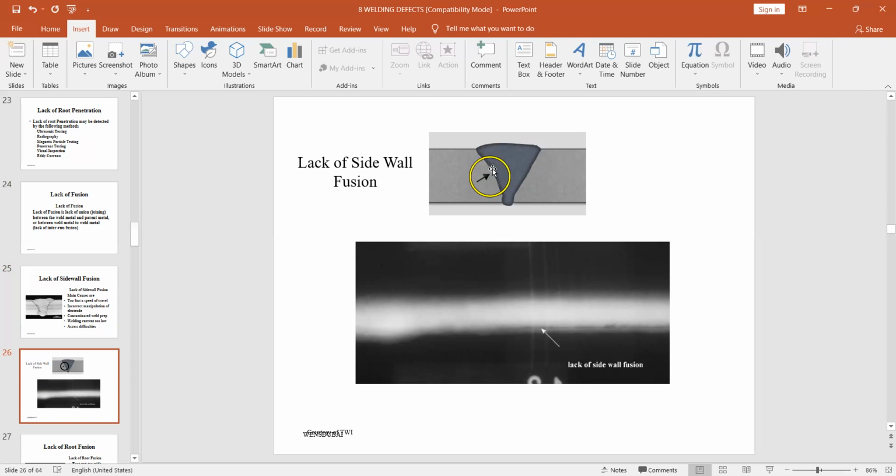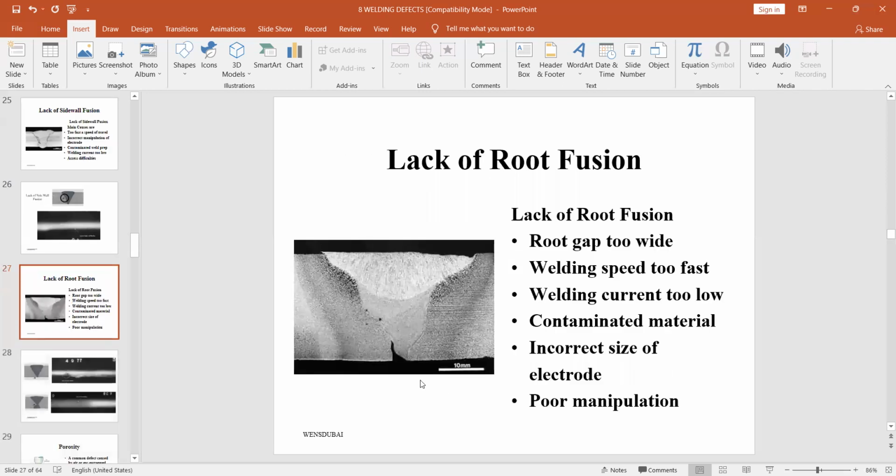So when you will get inside the weld, if suppose weld is here, so your defect is here, this sidewall fusion or other any defects. Now see, this is the lack of root fusion. So one side this root is okay, but the other side root is not okay. So this defect is known as lack of root fusion.